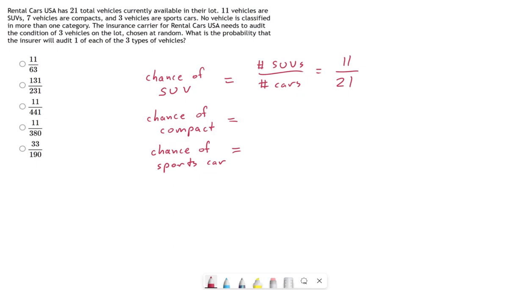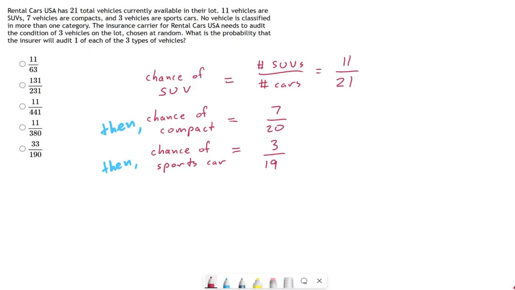Great. Well, the next question is, then what's the chance of picking a compact? And this is often a place where we make mistakes. The number of compact cars is 7, but the number of total cars in the lot has now dropped to 20. And likewise, what are the chances of picking a sports car? Well, the number of sports cars is 3, and the number of cars on the lot is now down to 19.